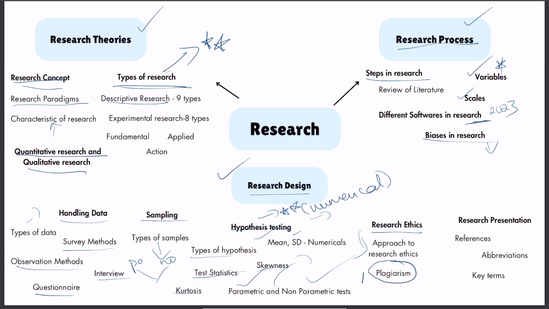Plagiarism is an important topic, and how UGC deals with plagiarism and what are the outcomes if you have plagiarized 1%, 12%. So you have to understand all of this. And then finally we have research presentation, which has references, and the two main types of references, which are the APA style and the MLA style. So we'll be discussing this and how to write about it.